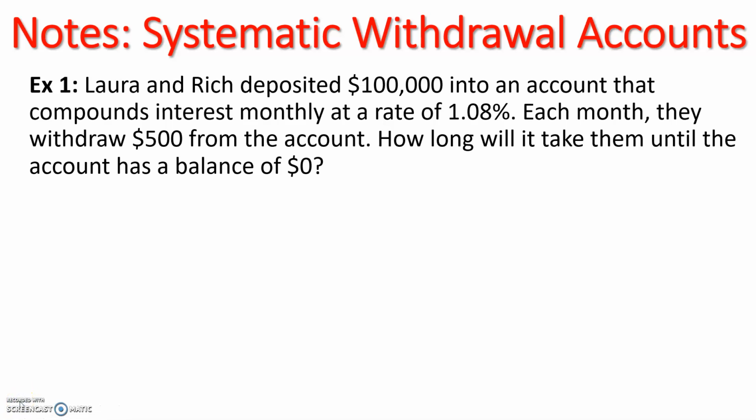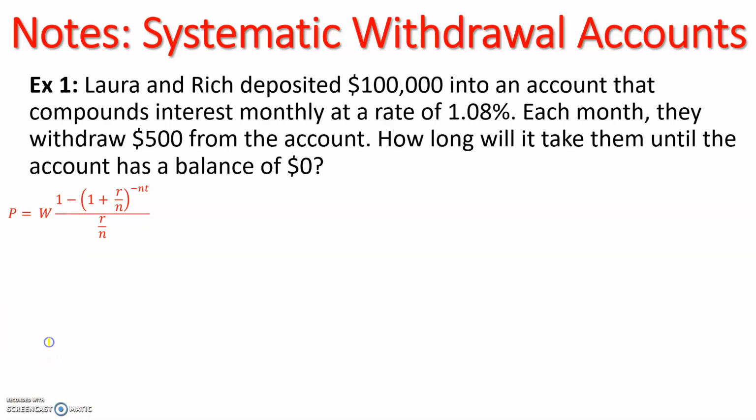Example 1. Laura and Rich deposited $100,000 into an account that compounds interest monthly at a rate of 1.08%. Each month, they withdraw $500 from that account. How long will it take them until the account has a balance of $0? So we're going to be using our new formula. P equals W times 1 minus the quantity 1 plus R over N to the power of negative NT all over R over N. All right, so let's identify what information we have.